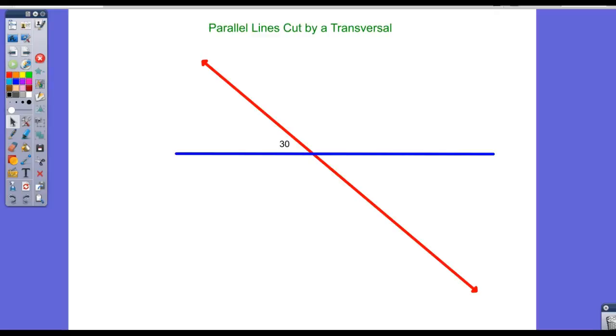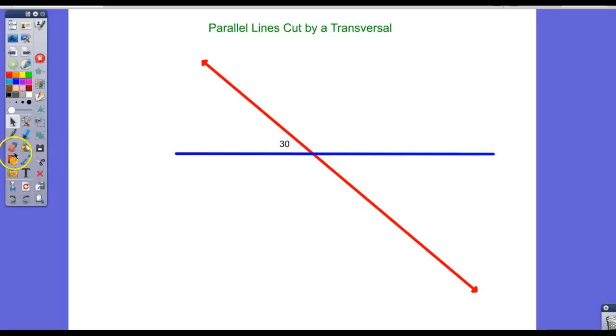Okay, right now we're going to talk about parallel lines cut by a transversal. When we say transversal, we mean this line right here that's cutting across parallel lines. I don't have parallel lines right now because I first want to talk about just when two lines cross.